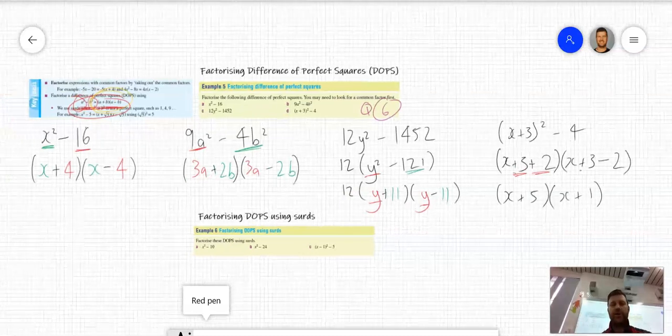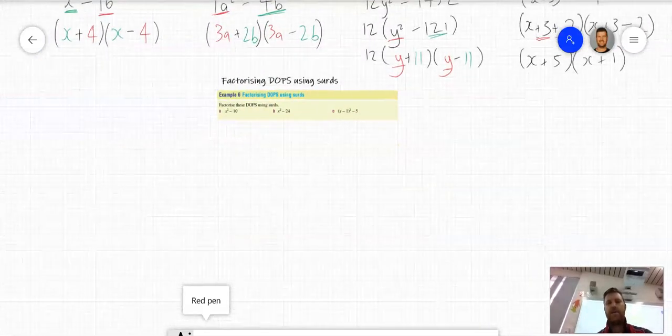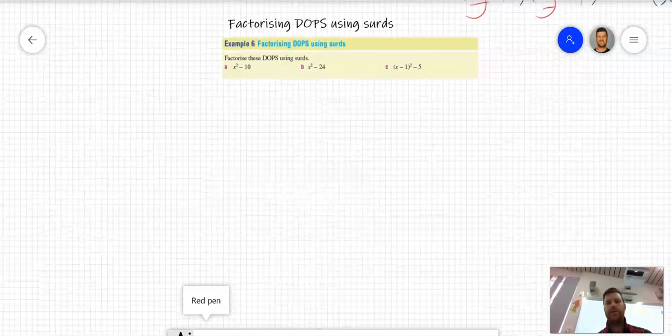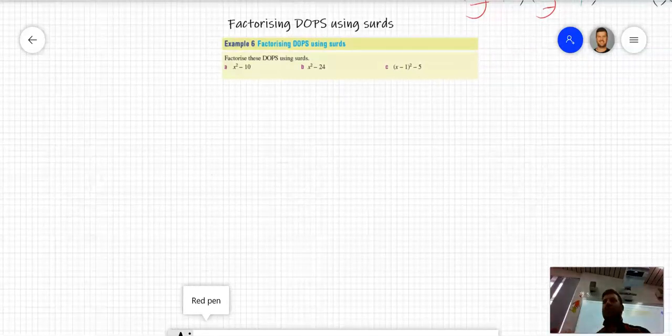I'm also going to show you today factorizing difference of perfect squares using surds. Do you guys remember what a surd is? Good. What is a surd? Yeah, so we leave it as a surd because it's kind of like an exact value. So remember when you're doing Pythagoras, if you find the square root of 4, you can get a nice number like 2. But if you had the square root of 5, that's not going to give you a nice number, is it? It's going to give you a decimal or an irrational number.